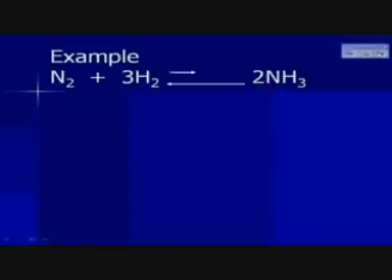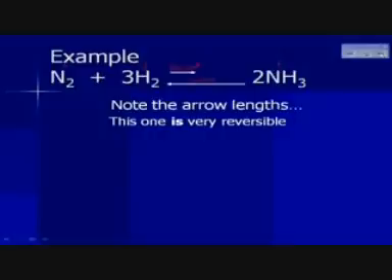Here's another example. You can see that nitrogen reacts with hydrogen to make 2 moles of ammonia. And look at the arrow lengths again. What does this reaction favor doing? Does it favor going in the forward direction, that means left to right, like we've always written it? Or does it favor going in the reverse direction, which means that products actually break down and regenerate the reactants? Which one does this reaction favor? This one, you might have guessed, is very reversible.